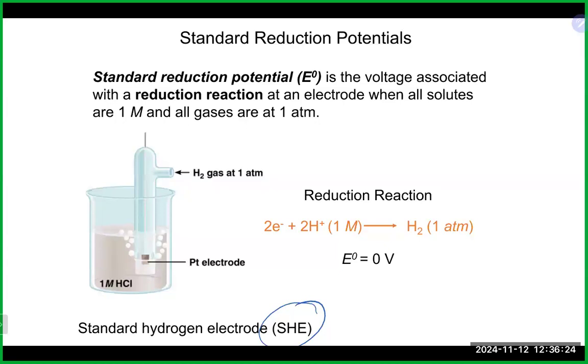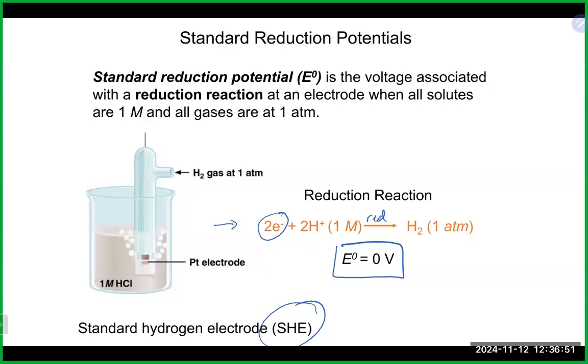They gave basically the standard hydrogen electrode a standard reduction potential of 0 volts. So they just assigned that a value of 0 volts and used it to compare basically everybody else too. This is the SRP reaction here. We see the electrons on the reactant side, which means this is a reduction half reaction that we are seeing.